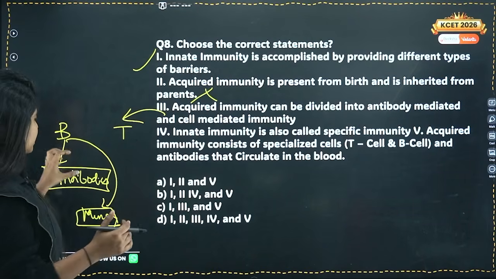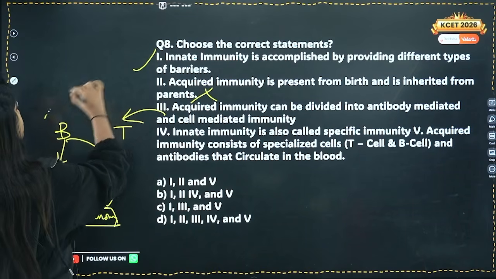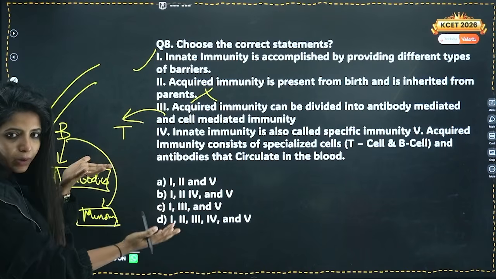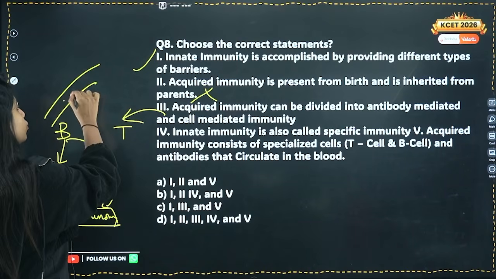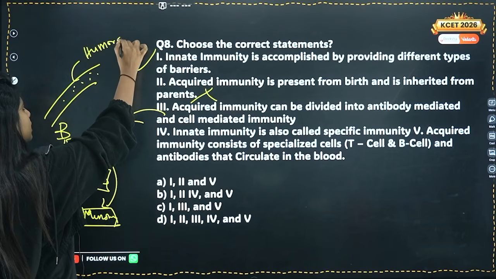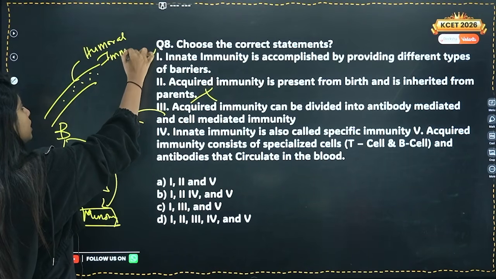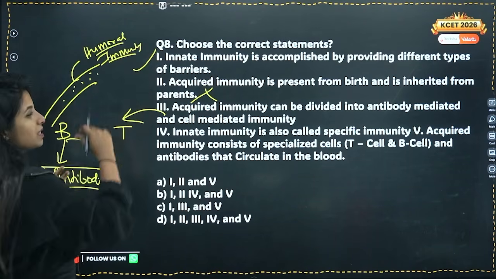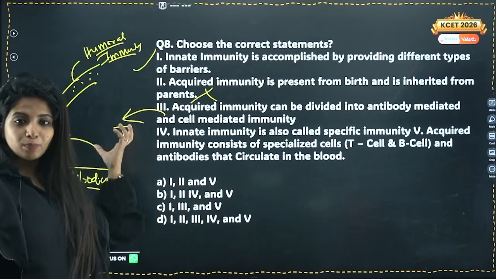Now, these cells are there in our blood, and these antibodies are also going to be mixed with our blood. So we say it provides humoral immunity, since it is mixing with our humor. Humor is nothing but a fluid in our body. Blood is a fluid. That is why.